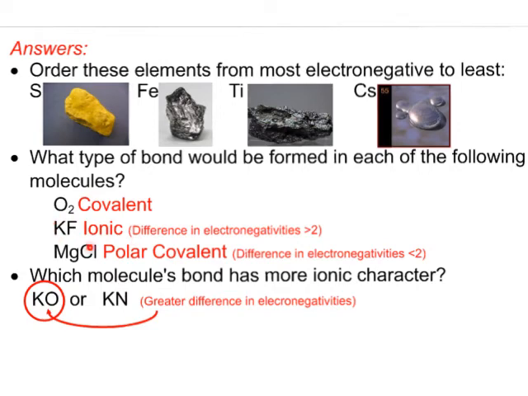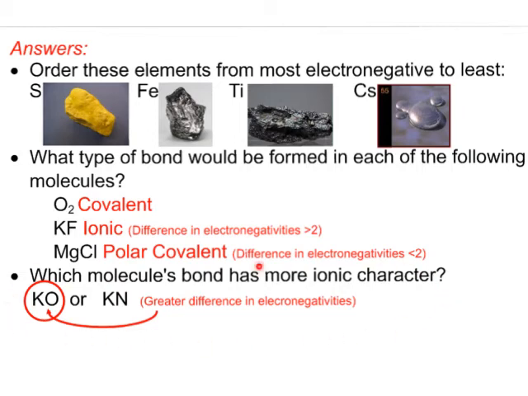Here we have an ionic bond with potassium fluoride. Their difference in electronegativities is greater than 2. And magnesium chloride, the difference between magnesium and chlorine electronegativity is less than 2, but it is greater than 0, so it's a polar covalent bond.